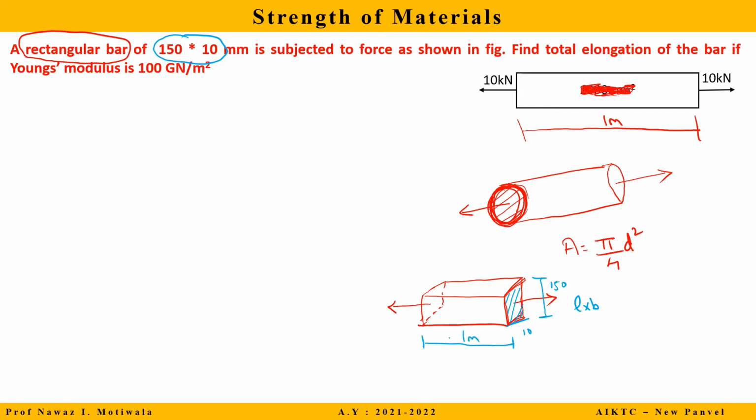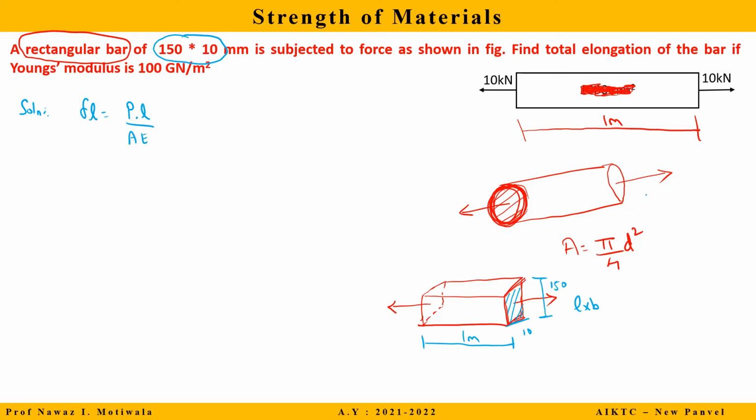So we only need to check on which area the load is acting. In the earlier problem the load was acting on a circle, so I used pi by 4 d square. In this section my area is a rectangle, so it will be area of rectangle, length into breadth. Rest everything will remain the same. So let us solve the problem. Let me write the solution part. We need to find the extension or elongation in the rod, so I will write delta L equals PL by AE.